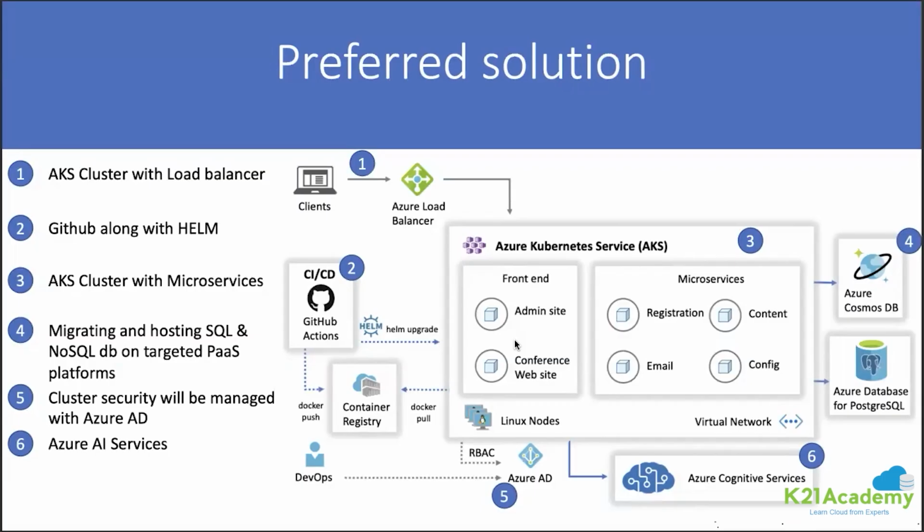And then accordingly, you will probably be able to plan, manage and take care of that specific activity the way it is expected. So I have given 6 bullet points: AKS cluster with load balancer, GitHub along with Helm chart, AKS cluster with microservice, migrating and hosting SQL and NoSQL DB on targeted platform as a service services, cluster security managed with Azure AD, and then Azure AI services for cognitive related options and operations, what we are looking at.